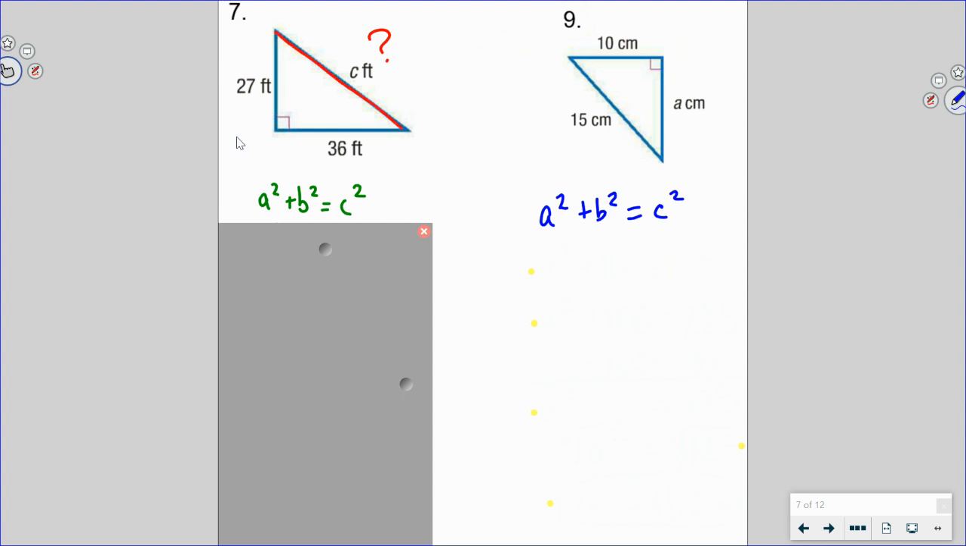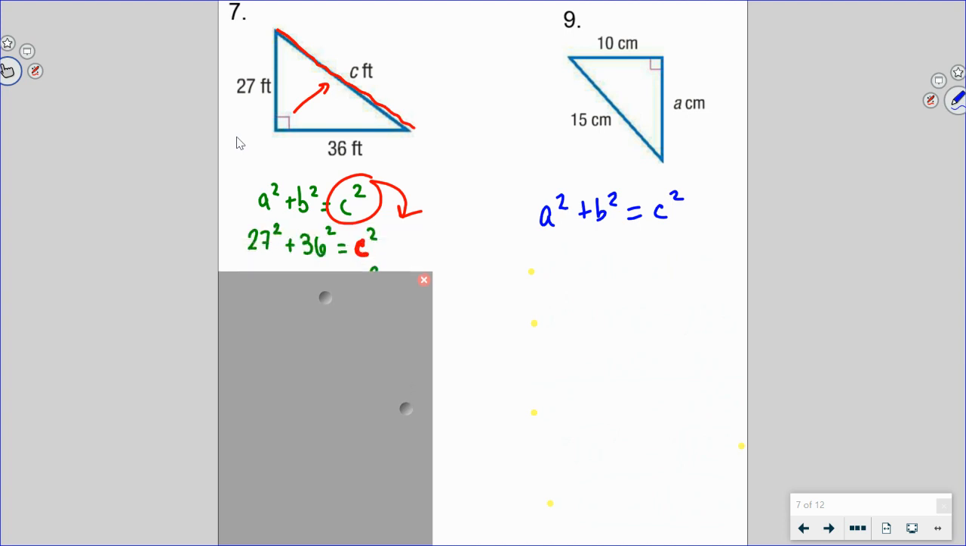In this case, it appears to be C feet. In this case, it appears to be A centimeters. So I'm going to do number 7 first, and then we'll do number 9 together. And I want you to look as we go through, how are these similar? How are they different? Now, first step for me is to identify what the hypotenuse is going to be. Wait a second. The longest edge, the edge opposite the right angle, is unknown. So I don't know what C is. However, I do know the two legs, and those would be 27 and 36.